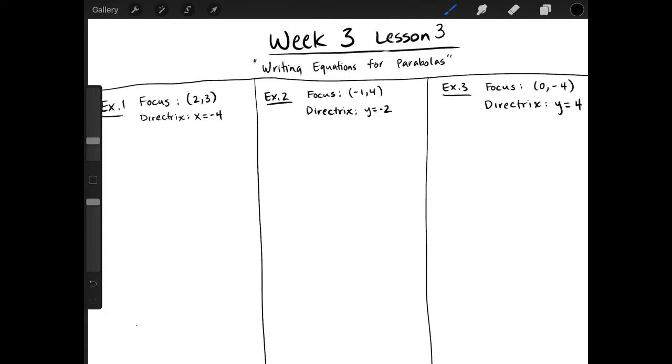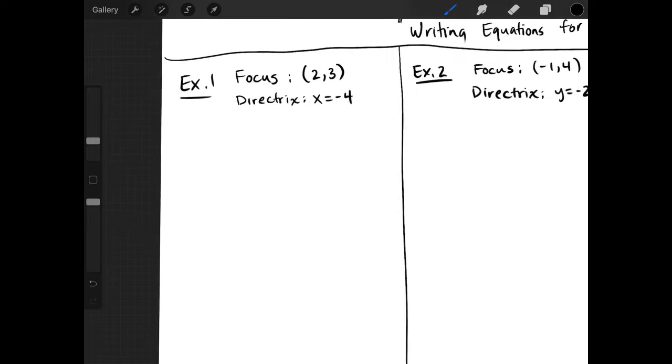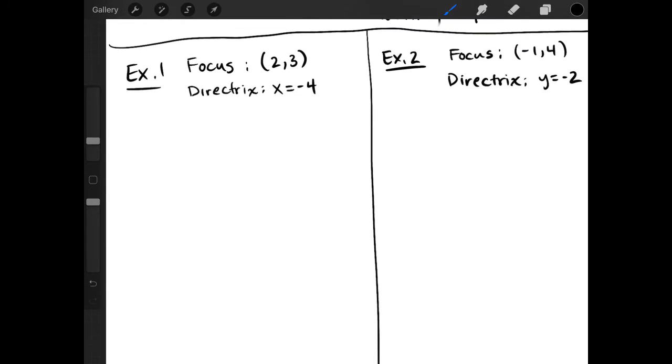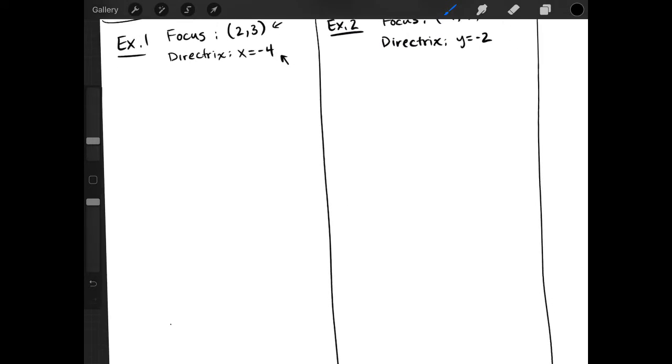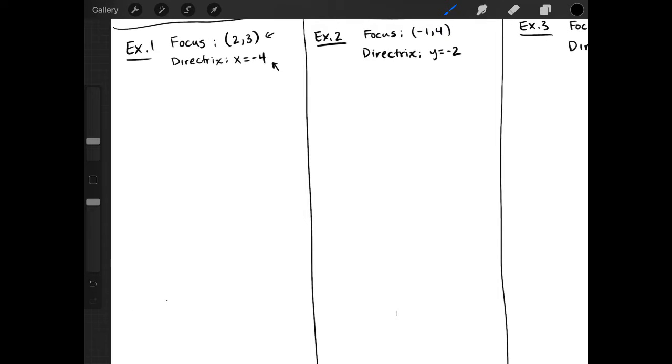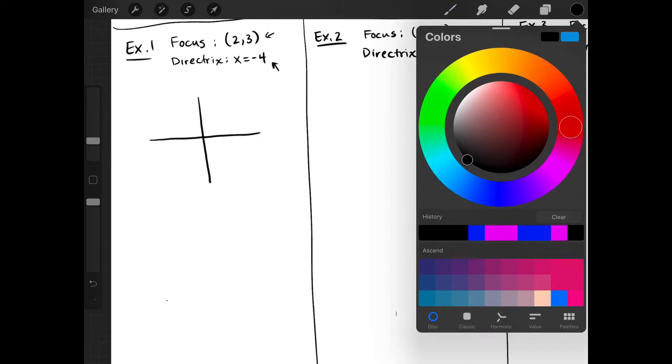Now, the first thing that we want to do is be able to relate our information back to how our graphs were. So what I recommend you do is, when we look at this, they're telling us some information. The focus is (2, 3). The directrix is x equals -4. What we should start out by doing is putting that on a graph. So let's draw ourselves a little graph here. We don't have to be accurate. We're not graphing it. We're writing the equation.